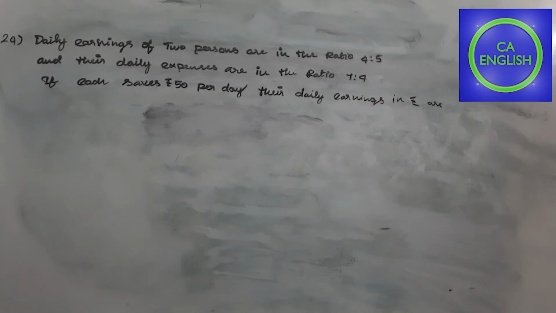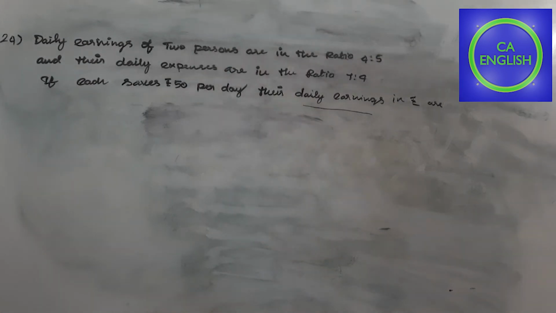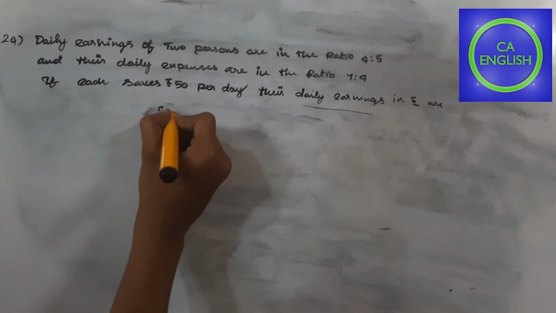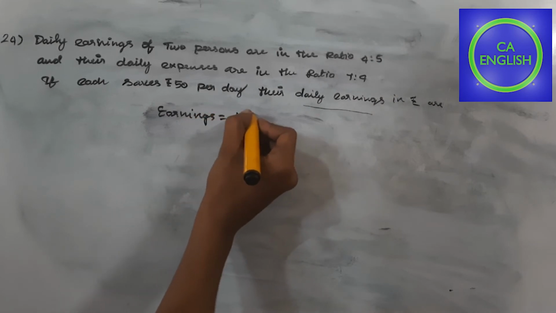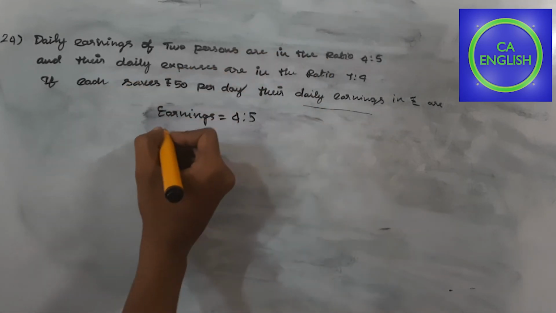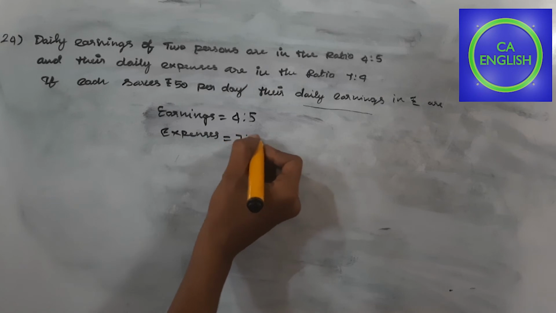24th sum, daily earnings of two persons are in the ratio of 4:5 and the daily expenses are in 7:9. If each saves 50 per day, their daily earnings is, they are asking to find what is the daily earnings of the two persons. Now we want to write the given in the question. Earnings is equal to 4 is to 5 and expenses equal to 7 is to 9.